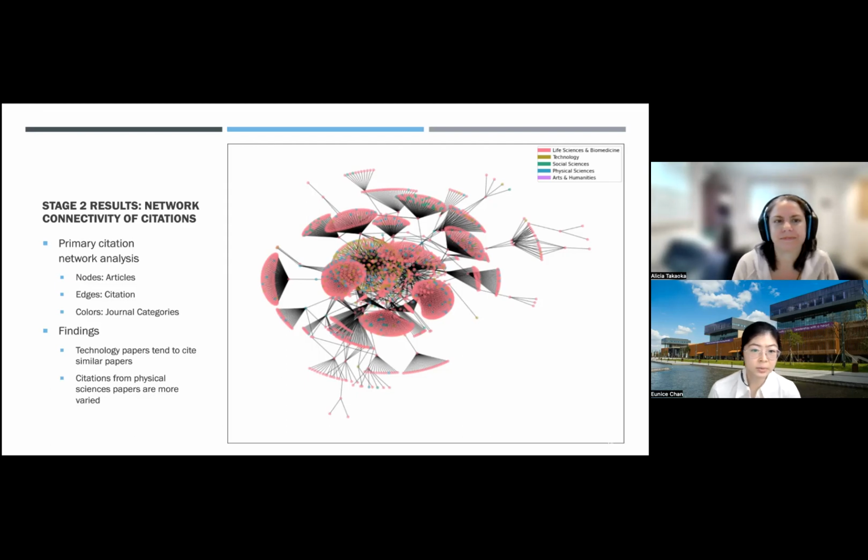Okay, so in this case, we also extended to doing a network analysis. In this network, the nodes are the articles, so we included both the retracted articles and their citations. The edges are the citations. For example, if article B cited article A, then there would be an edge linking the 2 together. And the colors are by journal categories.